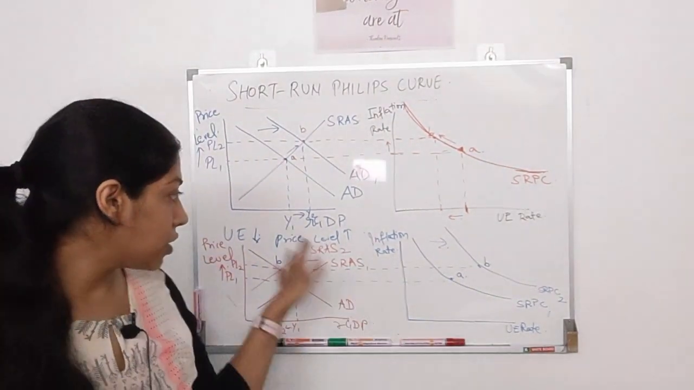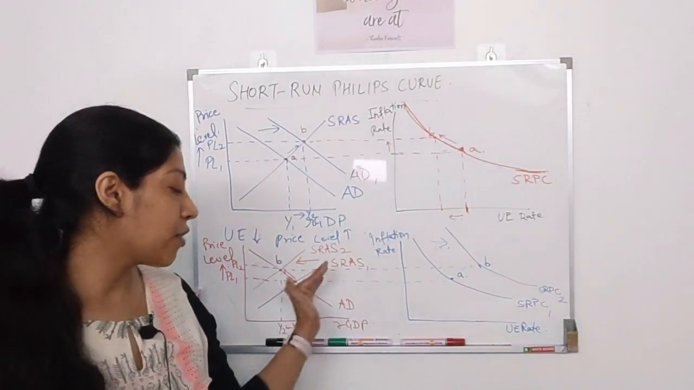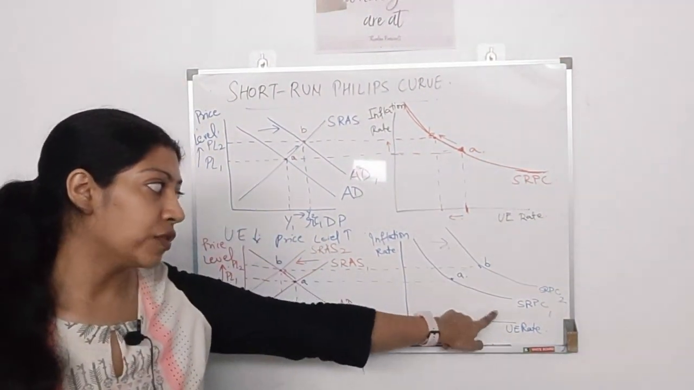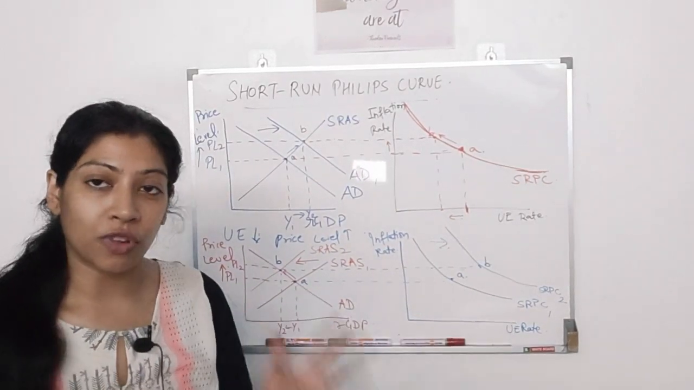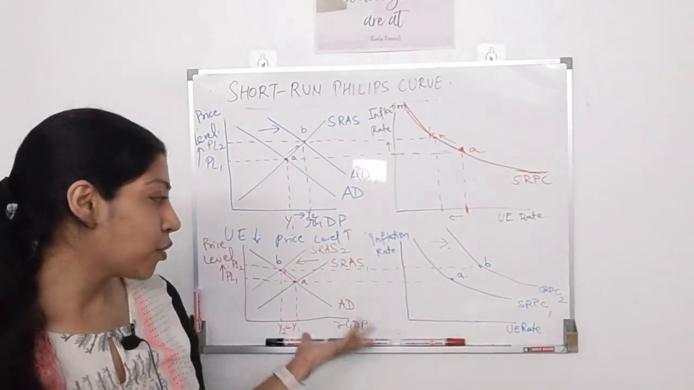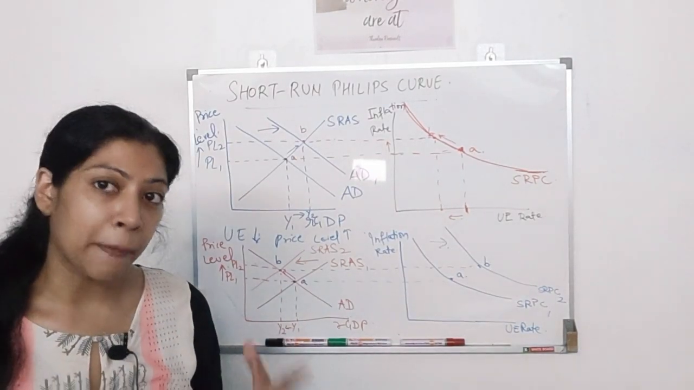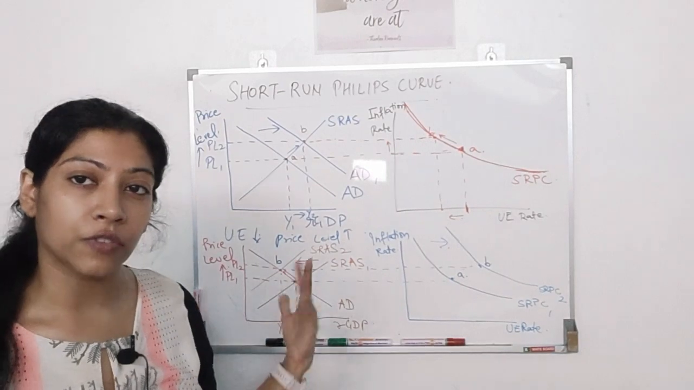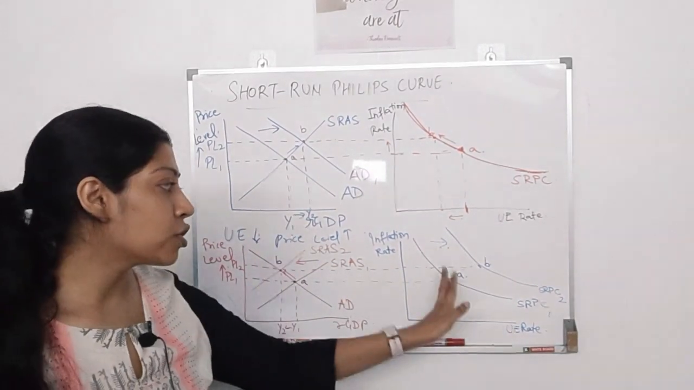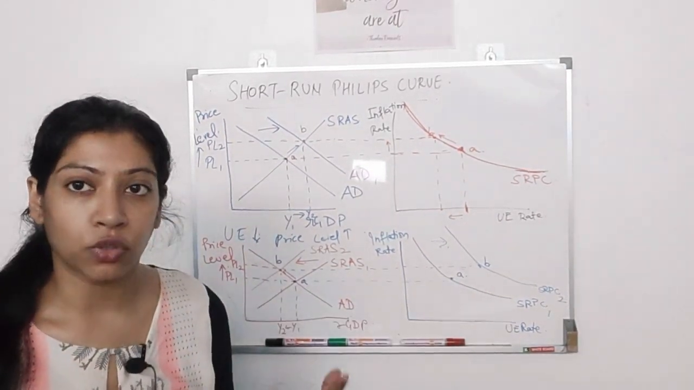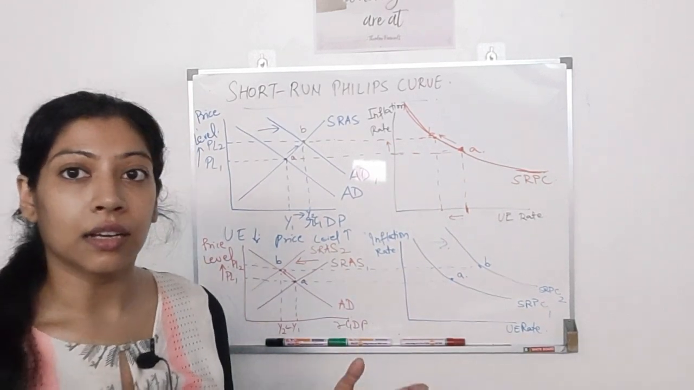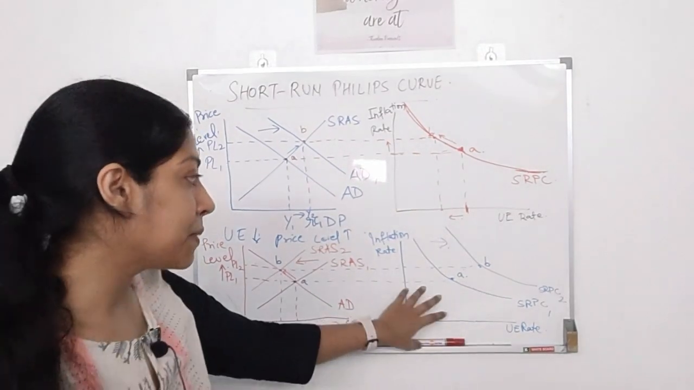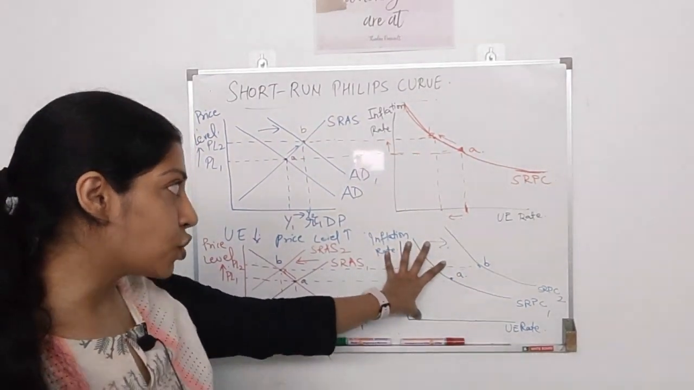So the shift of the SRAS to the left actually means the rightward shift of the SRPC, or the short-run Phillips curve. That's an important way to remember how to graph it: whenever you're showing cost push inflation or a shift of SRAS to the left, you want to show a shift of SRPC to the right to actually graph that trade-off between unemployment and inflation. So this happens when there is a supply side shock.